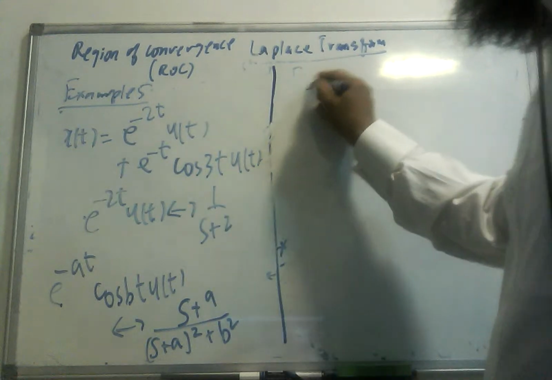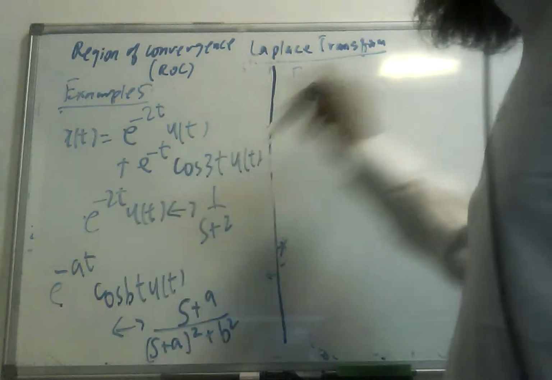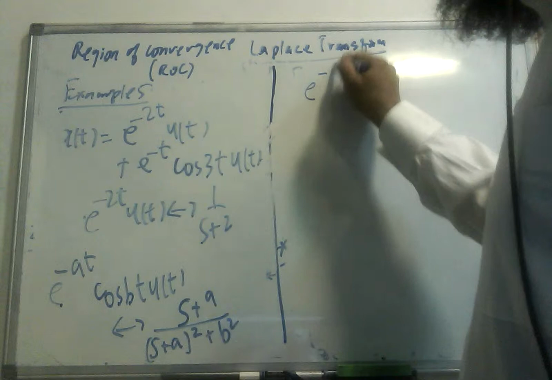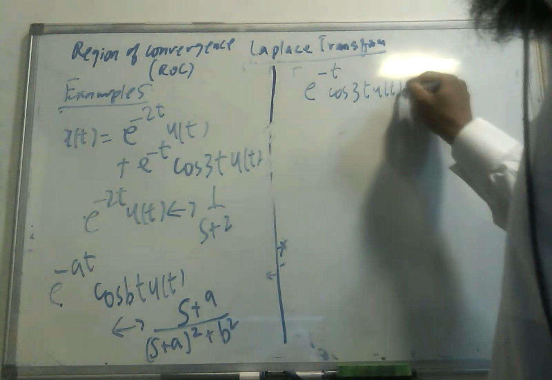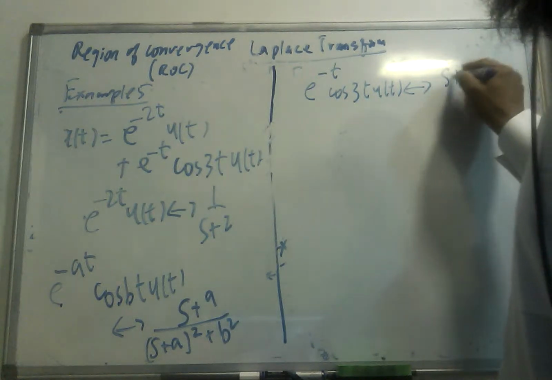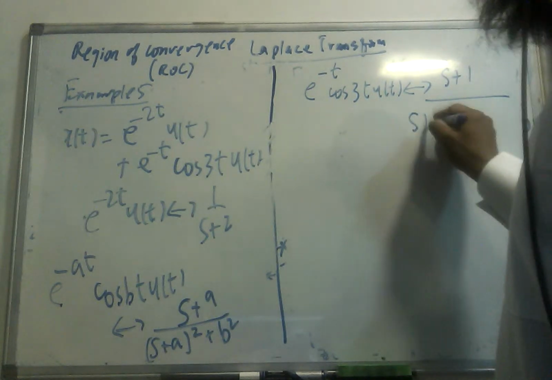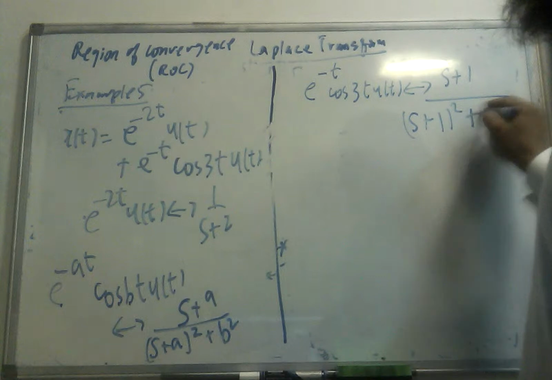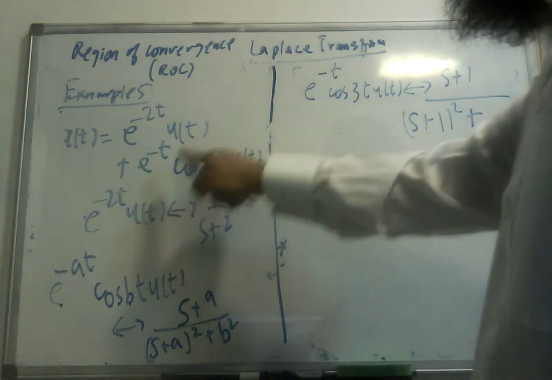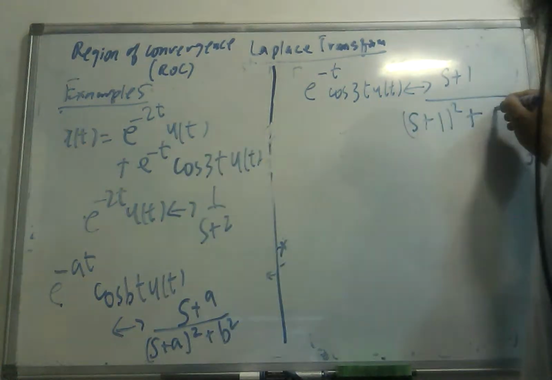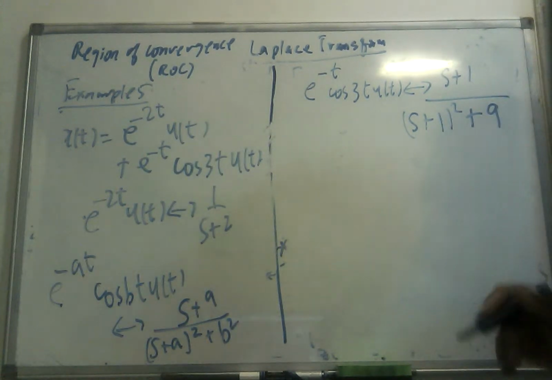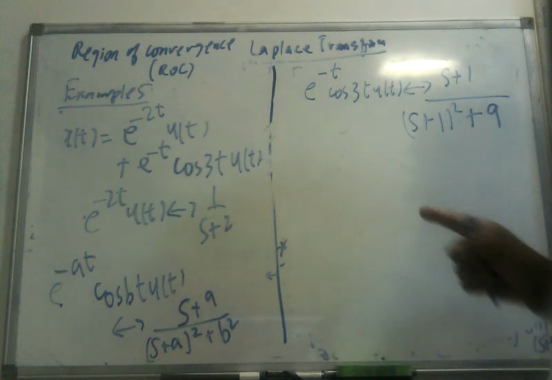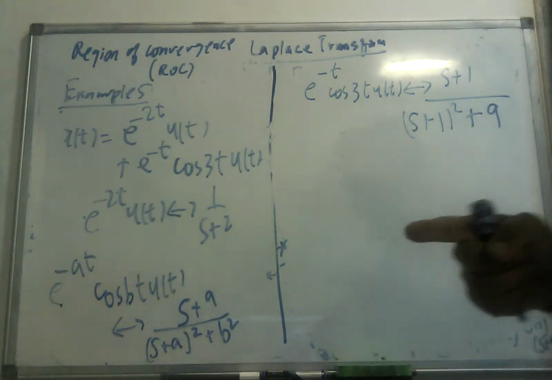Now a is 1. So e raised to the power minus t cosine 3t u of t will be s plus 1 divided by s plus 1 square plus b square. B is 3, so that is 9. Now this is the Laplace, but I still need to find the region of convergence.